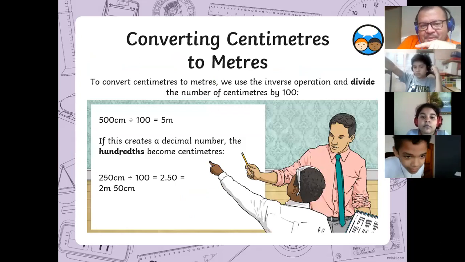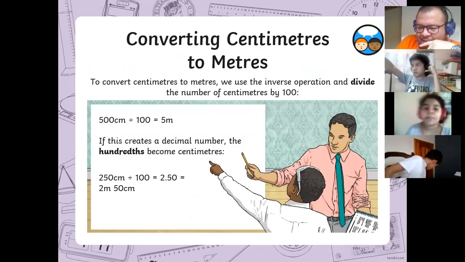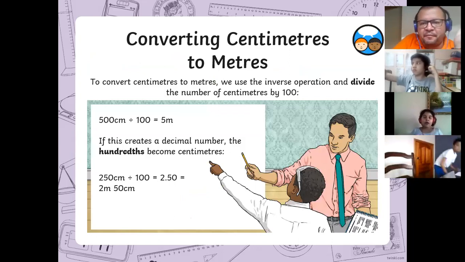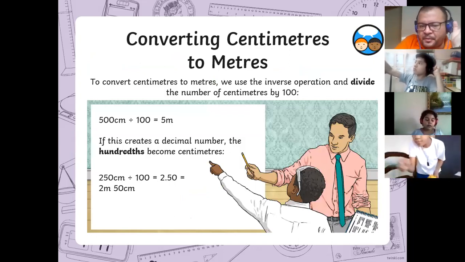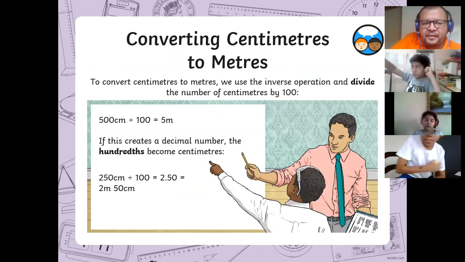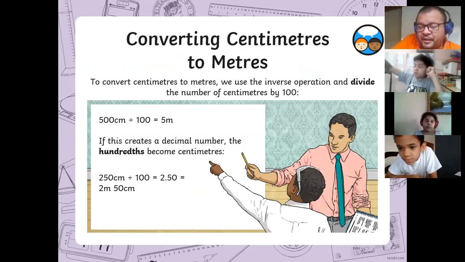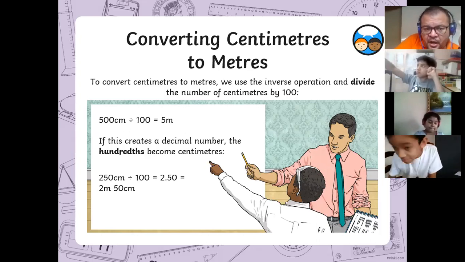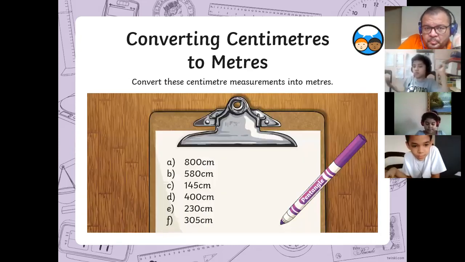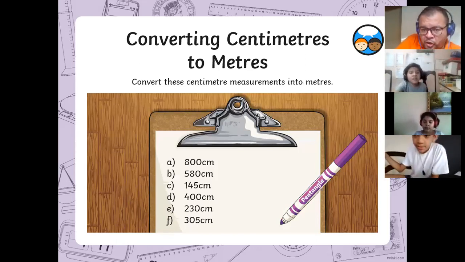Converting centimeters to meters. To convert centimeters to meters, we use the inverse operation and divide the number of centimeters by 100. Okay, 500 divided by 100 is equal to 5. If this creates a decimal number, the decimal part becomes centimeters.